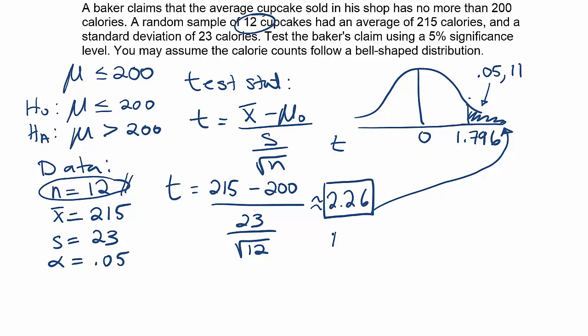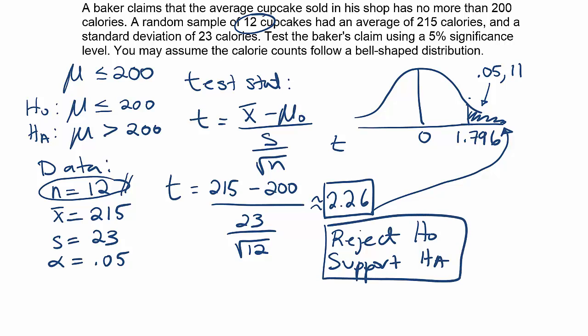If that's your critical value, then your test stat does indeed land past that point into the rejection region. So we reject the null hypothesis, and that means we support the alternative hypothesis. Then we just have to decide which one is our claim. Our claim seems to be the null hypothesis, so we reject the claim. In other words, we're rejecting the baker's claim. It seems that his cupcakes have a little more than 200 calories in them on average. So we'll just say the sample data allows us to reject the baker's claim.